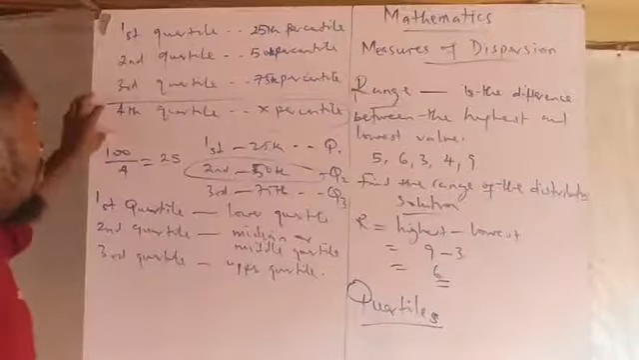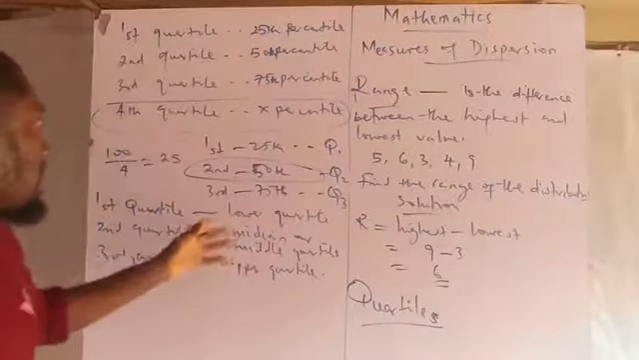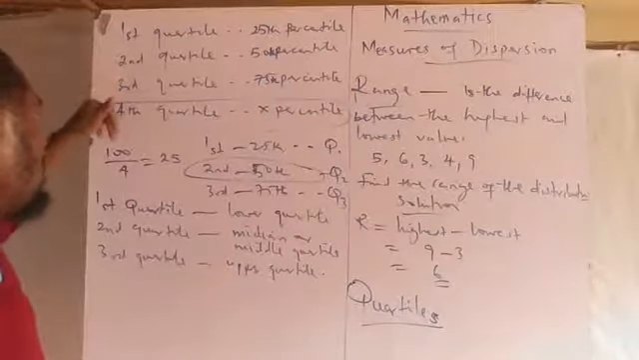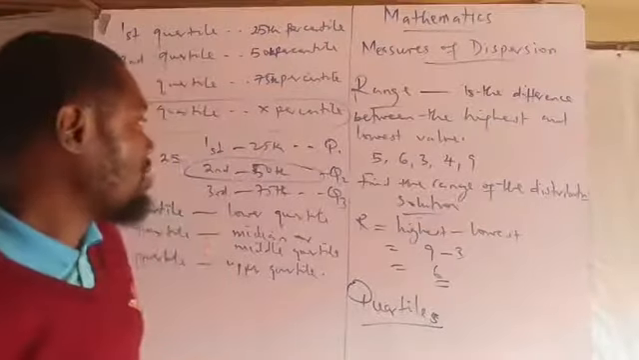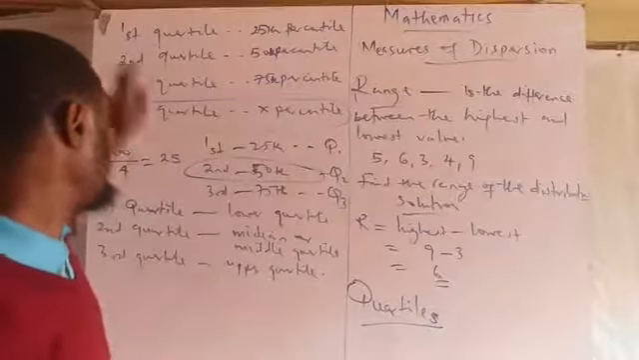The fourth one is not considered in dealing with the quartile. So we have the first, second, and third. The first is the lower, the third is the upper, and the second quartile is known as the median or the middle quartile. If you're asked to find the middle quartile or the median quartile, you'll be looking at the 50th percentile.